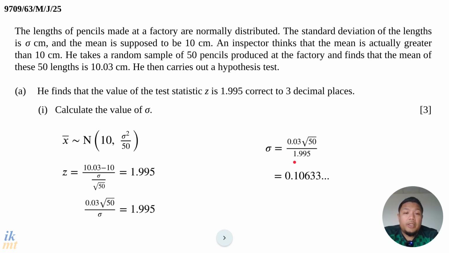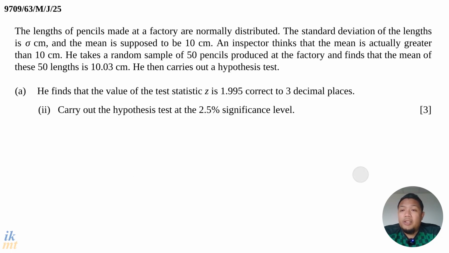And when we press it, we get 0.10633 and some more. And so correct to 3 decimal places, it is actually mentioned in the question, so this answer will not be accepted. So you will have to use 0.106 instead. So this is our sigma, correct to 3 decimal places, and if you got this, you did a good job. All right, so after we did this good job, let's move on to the next question.